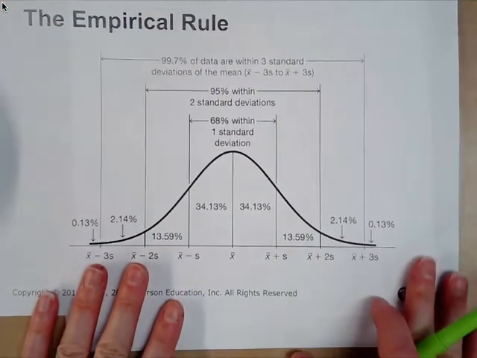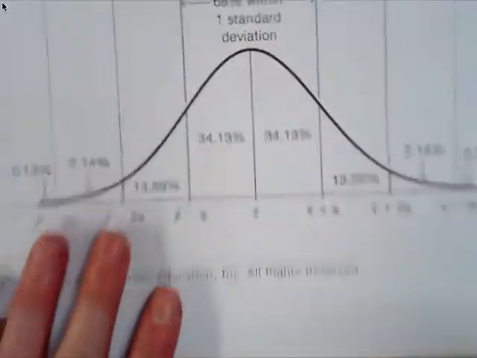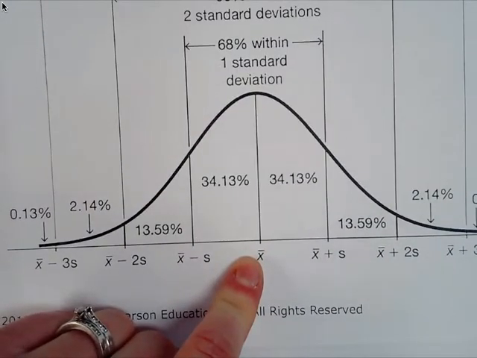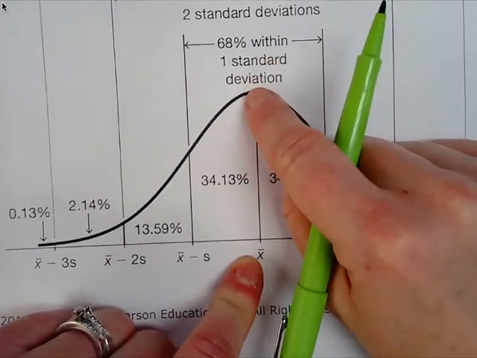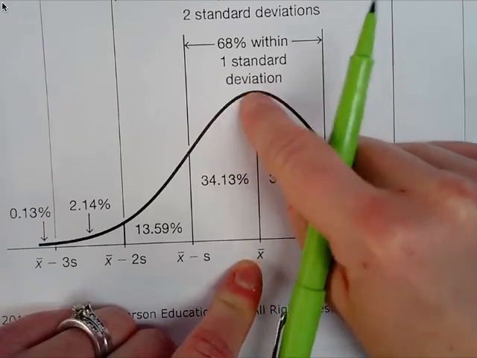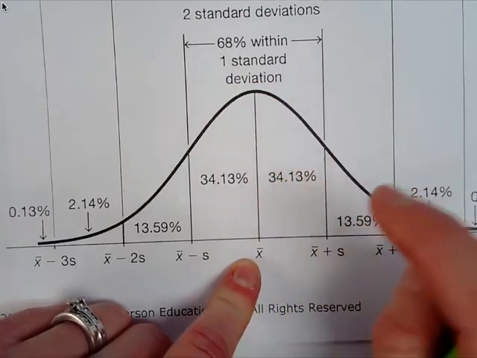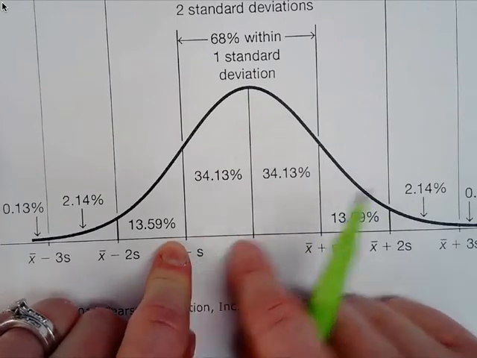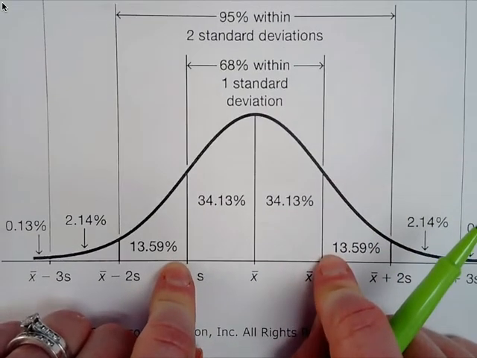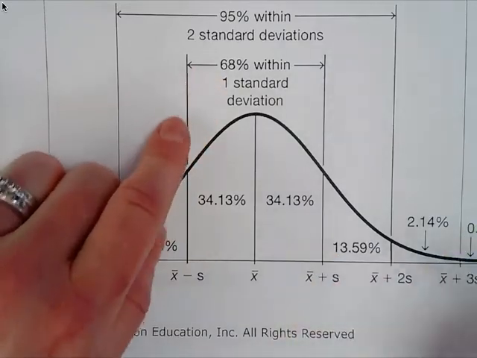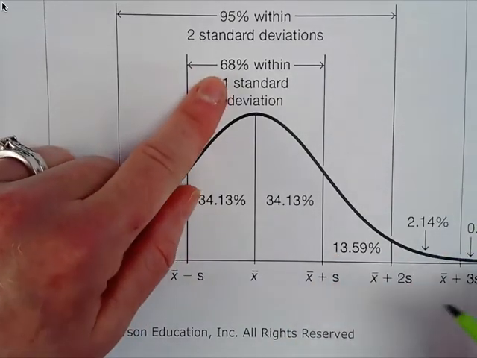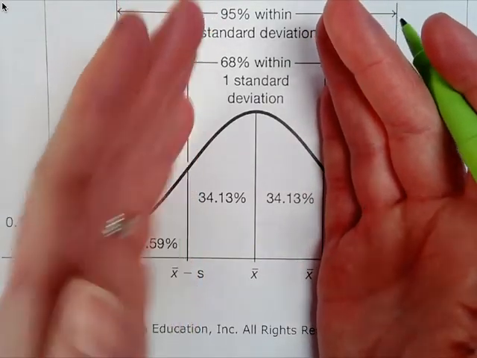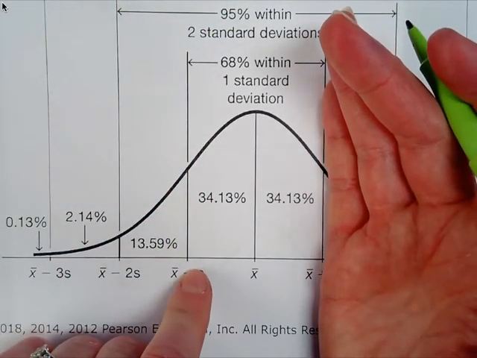So let's look at this empirical rule. Your mean is in the middle because this is a normal distribution. Remember, with normal distributions, mean, median, and mode are all in that center. So if you go below by 1 standard deviation and above by 1 standard deviation, 68% of the data is within those boundaries, 1 standard deviation away from the mean.